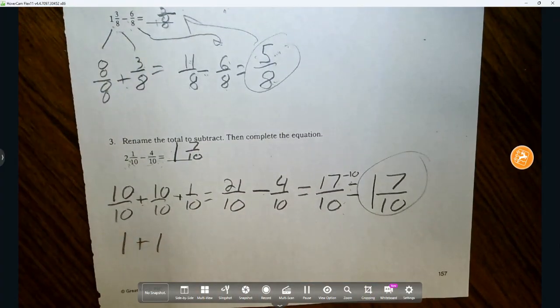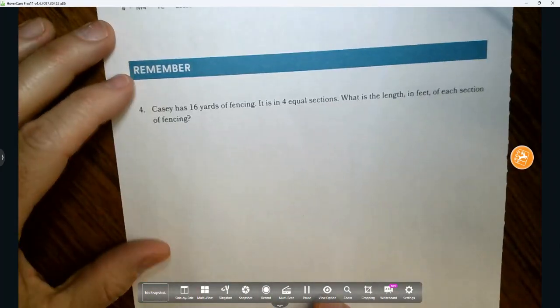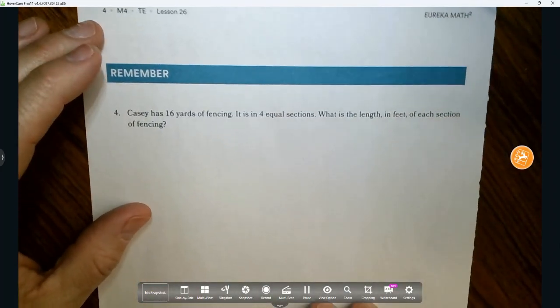All right? I know I'm doing a little more this time. I know we've been struggling a little bit with this, so I want to make sure I give you everything you need because the next one, when we do lesson 27, it gets a little harder.